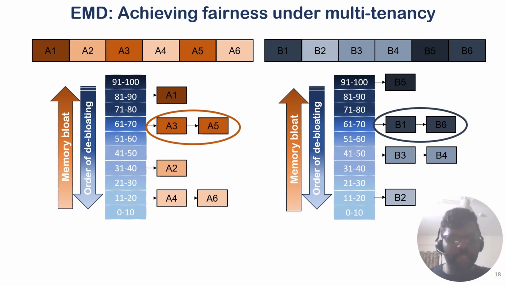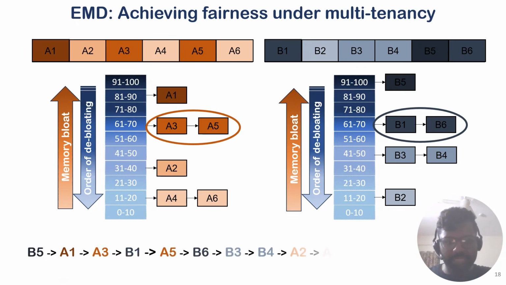Now this approach ensures that regions with the highest bloat are addressed first across all processes, promoting fair memory reclamation. It prevents any single process from being disproportionately affected, thereby achieving a more balanced performance and enhancing overall system efficiency. Thus, the final order of debloating would be B5, A1, A3, B1, A5, B6, B3, B4, A2, A4, B2, A6.